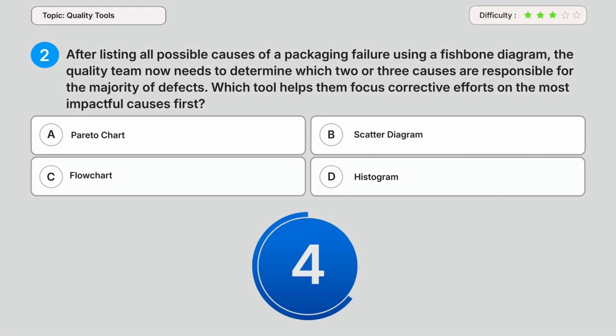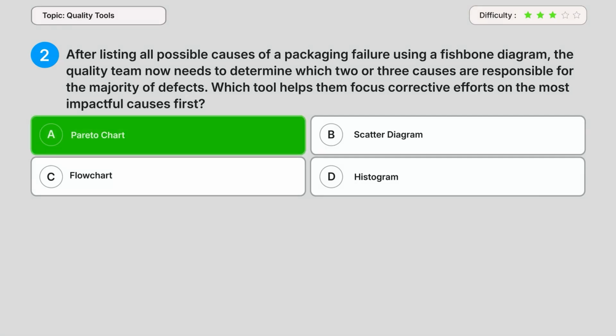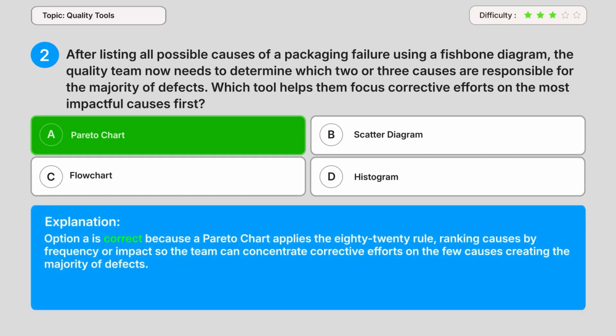What do you think is the answer? Correct answer, A. Pareto chart. Explanation: option A is correct because a Pareto chart applies the 80-20 rule, ranking causes by frequency or impact so the team can concentrate corrective efforts on the few causes creating the majority of defects.